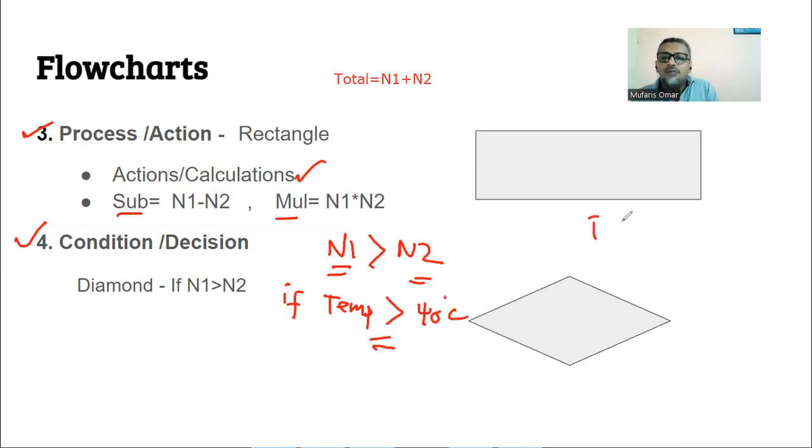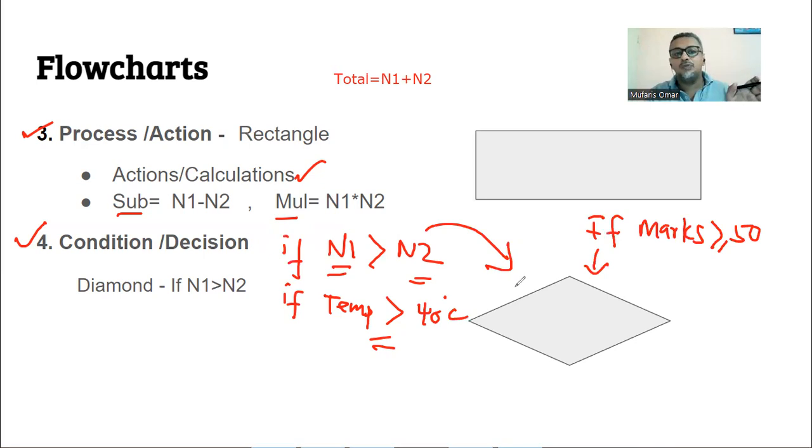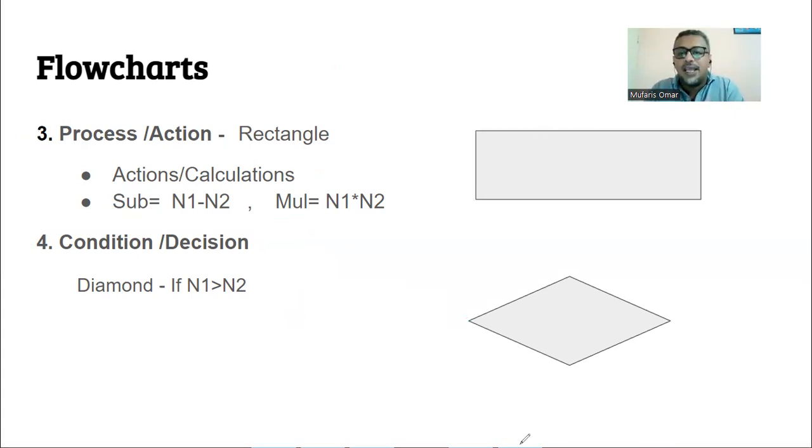Or if you say if the marks are greater than or equal to 50, like that. So these are conditions with the if statement. For the conditions, we use the diamond symbol, the diamond shape. So we say decisions, when you want to make a decision. Okay, if it is raining, you can take the umbrella, like that. If you want to make a decision, you have to use this diamond symbol. Note down the fourth one: conditions or decisions, diamond symbol. For example, you can note down.